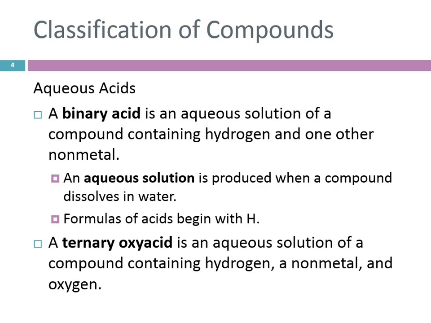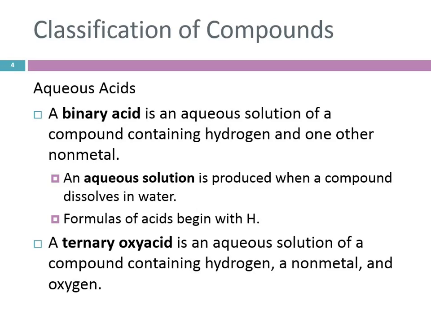Then we have acids. Acids are always dissolved in water. If they're not in water, they're named with a different system. We call them something else. Binary acid, again, binary, 2. It's an aqueous solution of a compound containing hydrogen and one other nonmetal. All the acids that we're going to learn about have hydrogen in them, and then something else.